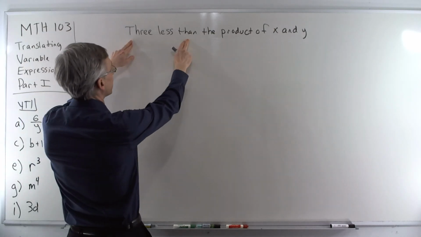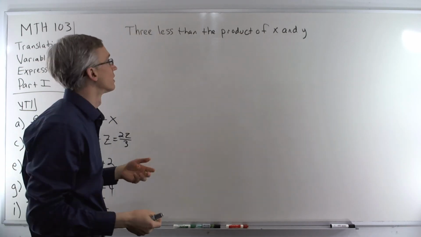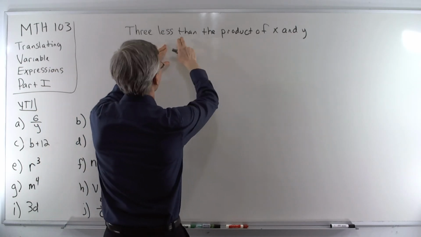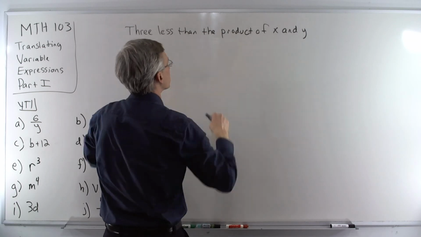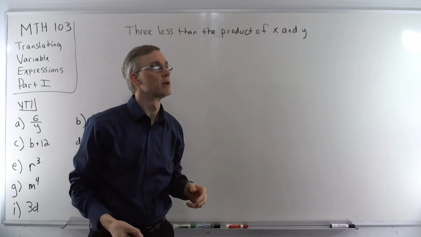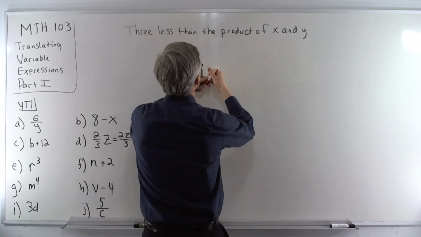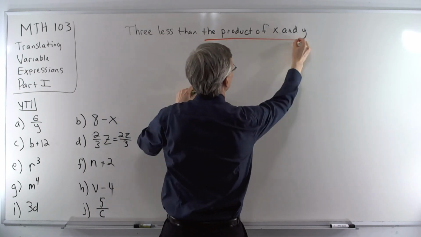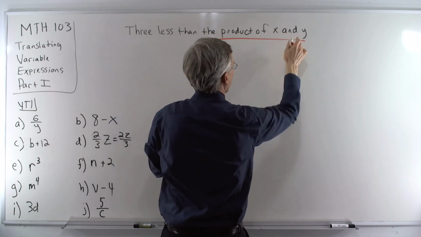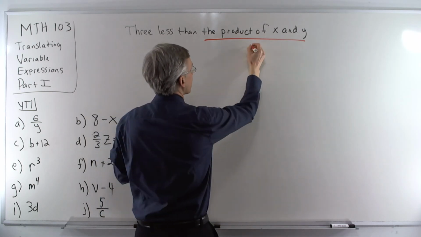We'll go 3 less than, so we've got a number and one operation. Less than indicates subtraction. Now we'll keep going. The product, well, we just hit our second operation. Remember, we got subtraction, now we have multiplication. So you can't have 2 operations in a simple expression, so that's not where we're going to start. Instead, let's start here, the product of x and y. This is a simple expression because we have one operation, product, multiplication, and 2 numbers or variables, x and y. So we'll start by translating that. The product of x and y is x times y.